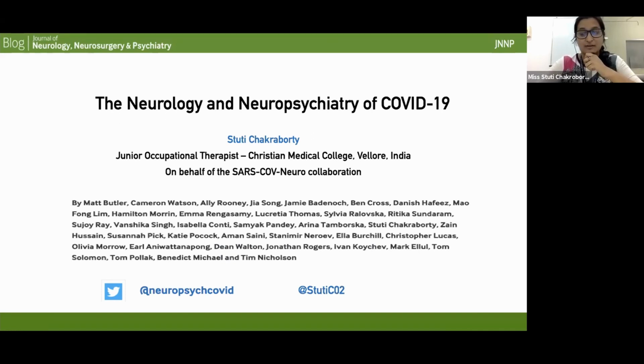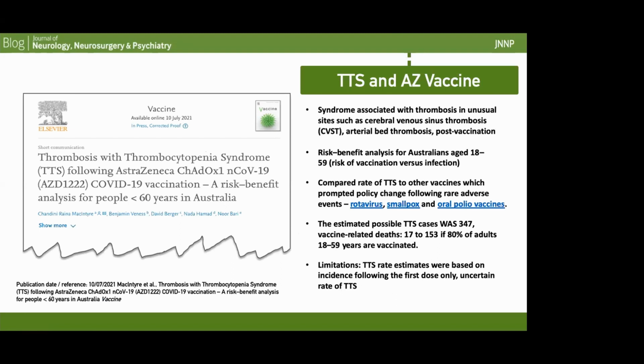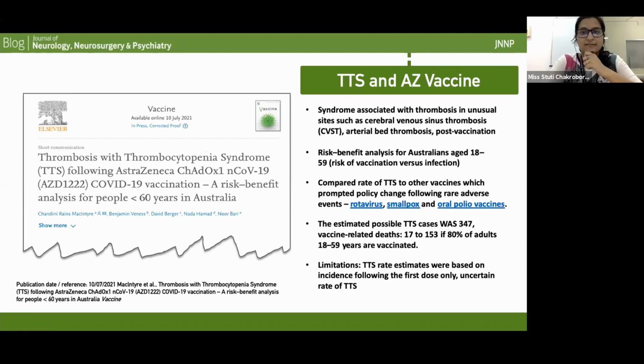So the first study that was really interesting was on thrombosis with thrombocytopenia syndrome, TTS, and the AstraZeneca vaccine. TTS is a syndrome associated with thrombosis in unusual sites like cerebral venous sinus thrombosis and arterial bed thrombosis, which usually occurs post-vaccination. This article, published in the journal Vaccine and led by McIntyre et al., compared the rate of TTS to other vaccines, which had led to policy changes following rare adverse events in vaccinations post-rotavirus, smallpox, and oral polio. Their risk-benefit analysis was done on Australians aged between 18 and 59 years.